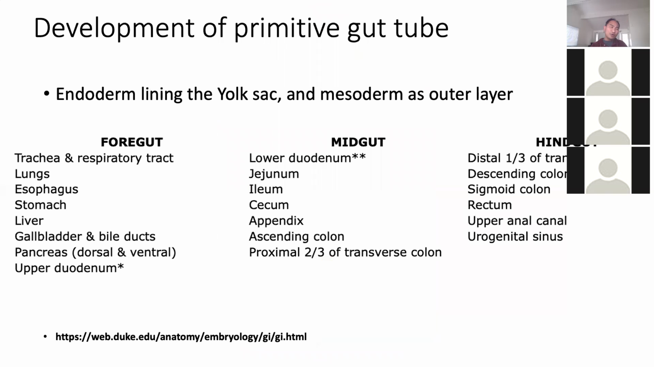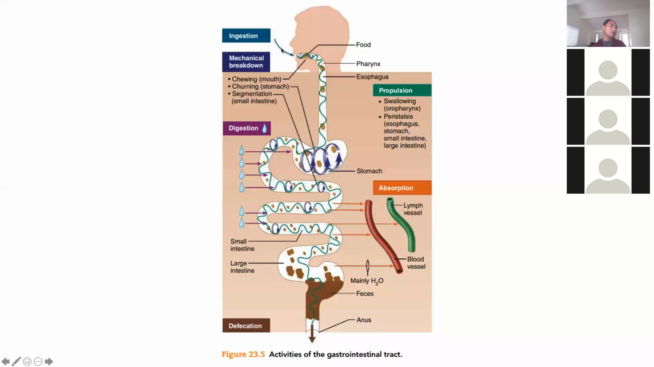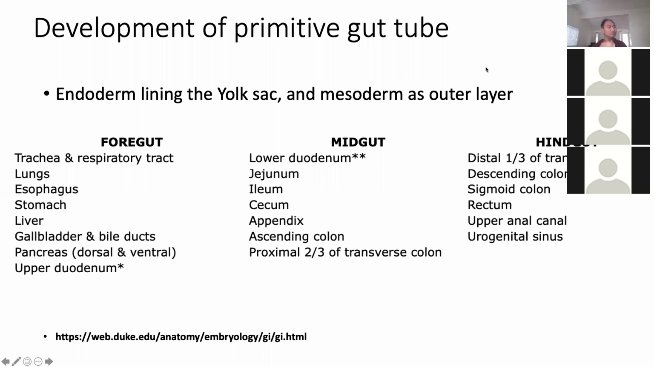So it is a long track, starting from the mouth, oral cavity, down to the anus. It is a long and windy structure. So we divide it into foregut, midgut, and hindgut. Why? How can we divide this? How can we say foregut, midgut, hindgut? Of course, foregut, midgut, hindgut.